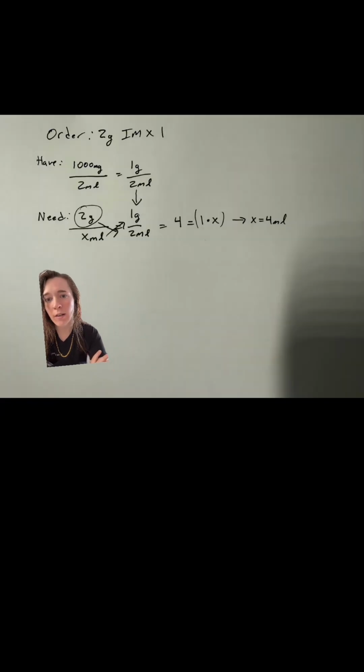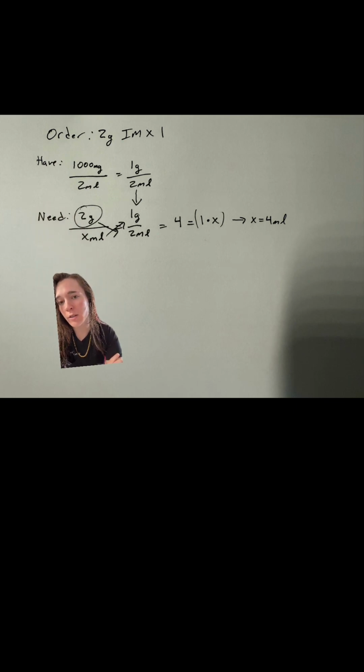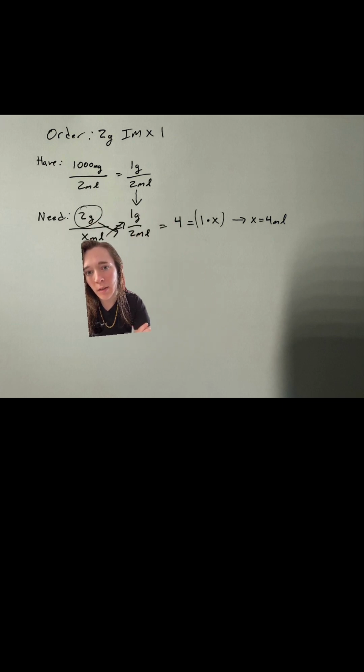Back to our question. This is how I set things up. We need 2 grams, put it over X because we're not sure how many mils we need. That's what we're trying to figure out. And I set it equal to what we have, so 1 gram over 2 mils. Make sure the units match. On the top, we have grams, and on the bottom we have mils.